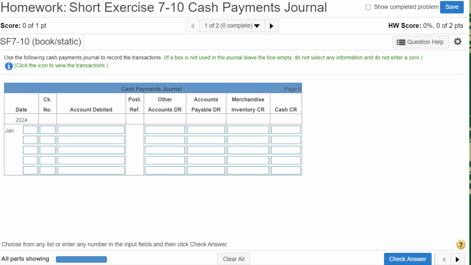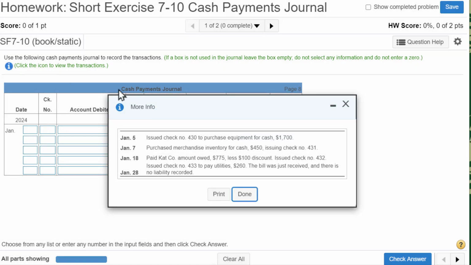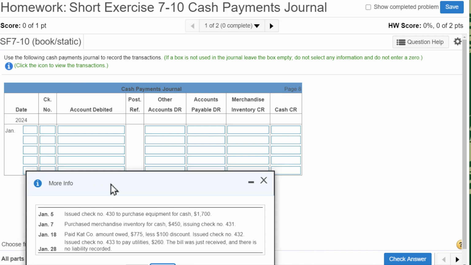Short exercise 7-10, cash payments journal. Now remember the only transactions that go in the cash payments journal are when we are paying cash. And because cash would be going down in every transaction, they have a dedicated column to cash being credited. And of course, if cash is being credited, it's going down. So our goal is to enter these transactions into the cash payments journal.